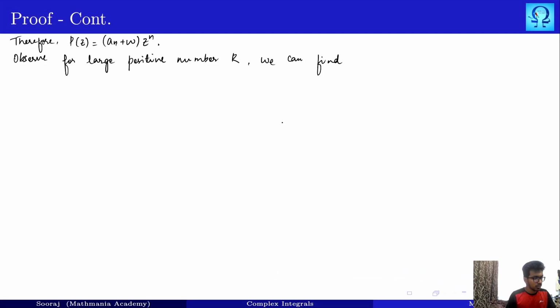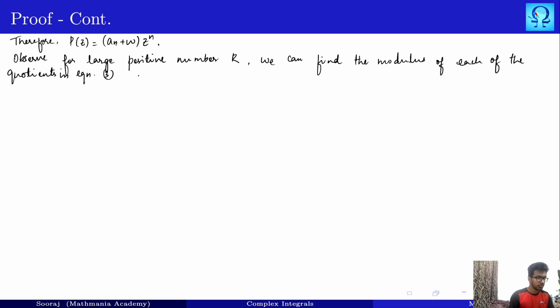Okay, so we can find the modulus of each of the quotients in equation 3 is less than the number absolute value of an upon 2n when absolute value of z is bigger than r. Okay, here they are not saying this is always the case.